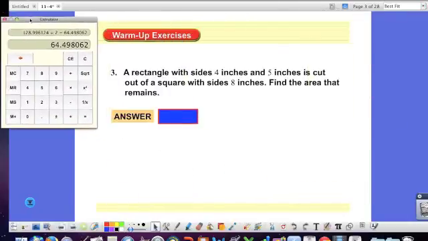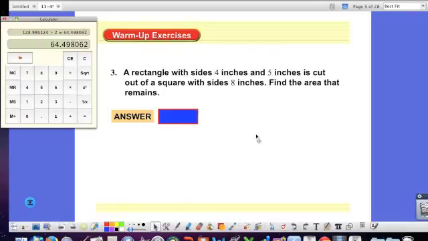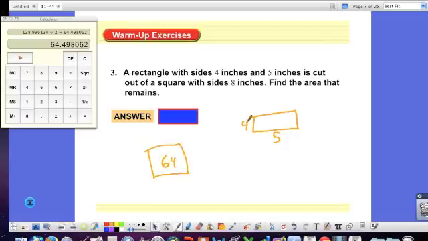Last warm-up problem: a rectangle with sides 4 inches by 5 inches is cut out of a square with sides of 8 inches. Find the area that remains. So the square, 8 by 8, was 64. We're going to subtract out 20, and we're going to be left with 44.